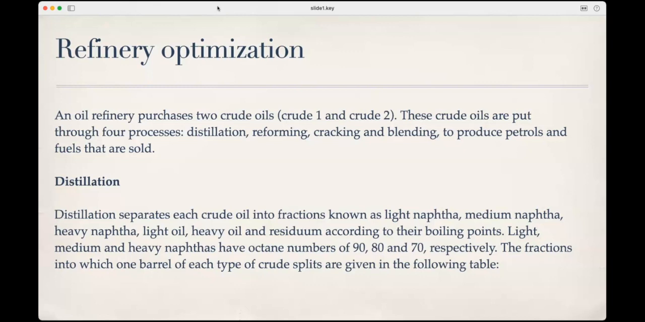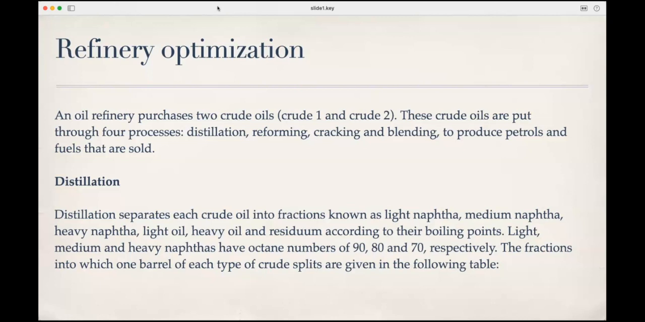An oil refinery purchases two crude oils. We can call it crude one and crude two. Okay, there are two options. And these crude oils are put through four processes: distillation column, reforming, okay, through the reformer, cracking and blending, okay. So what is the purpose of each process?